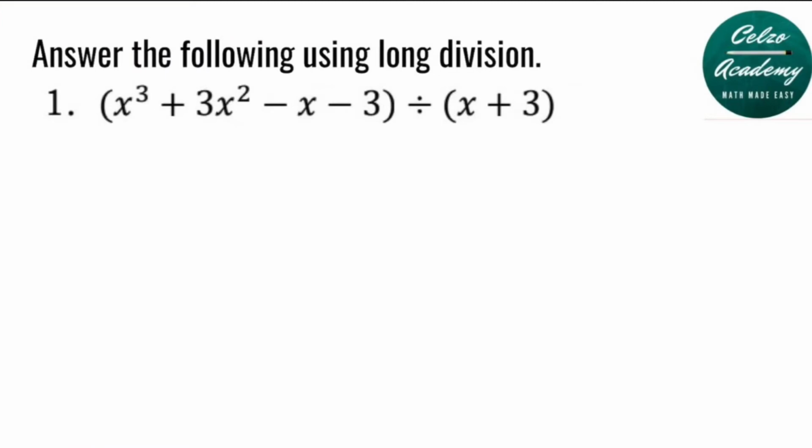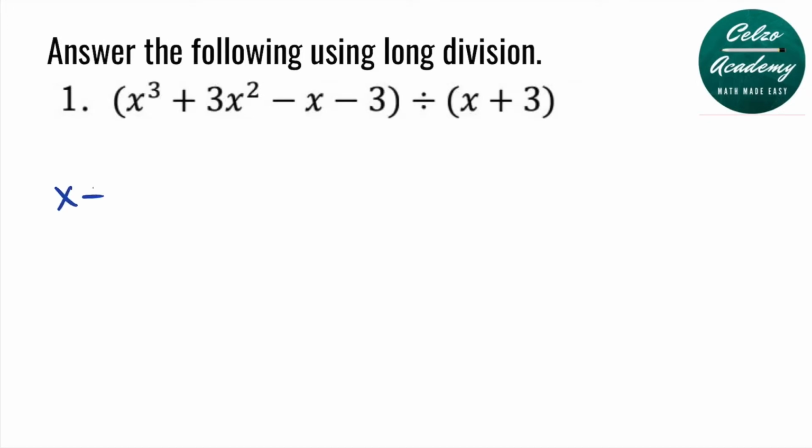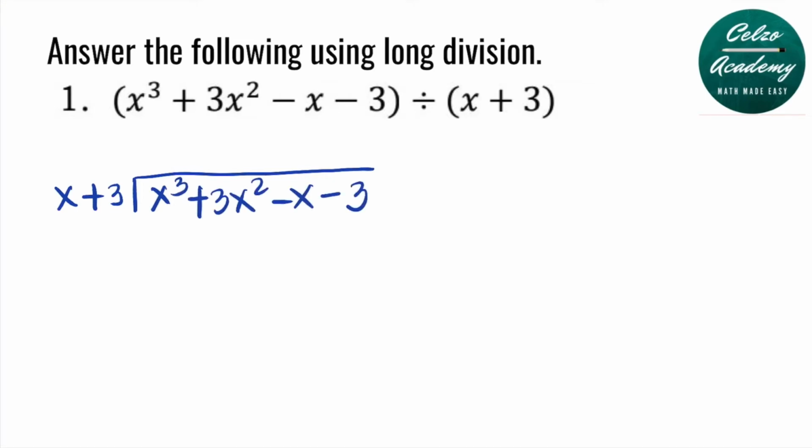Question number 1. Our divisor is x plus 3, so this will be outside the division sign. And our dividend, x cubed plus 3x squared minus x minus 3, is inside the division sign. Step 1 is to divide the first term of the dividend, x cubed, by the first term of our divisor, x. Using the quotient rule, we simply subtract the powers 3 and 1, so that is x squared. So x squared is the first term of our answer.